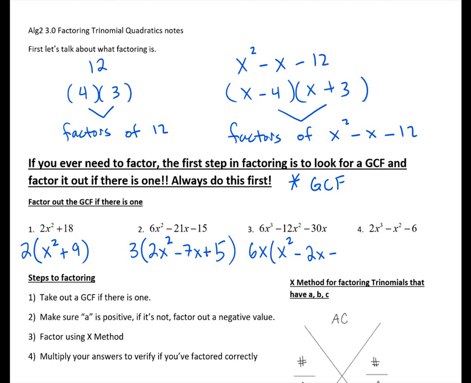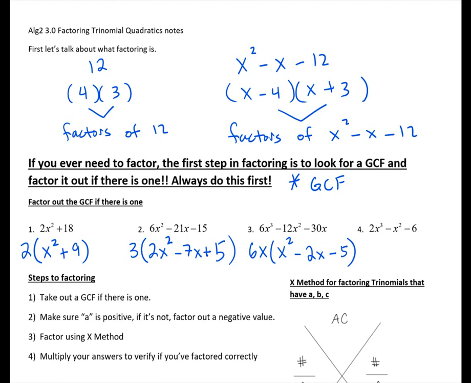It'd be negative 5. Okay, so if you distribute the 6x, you should get what you started with. Okay. Number 4, okay. Now let's take a look at the numbers first.